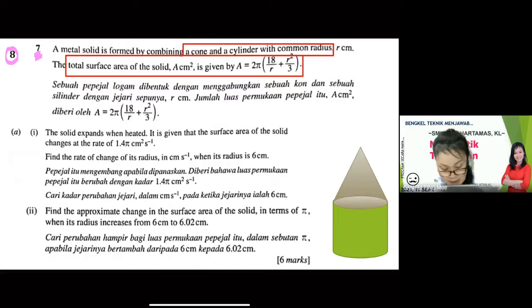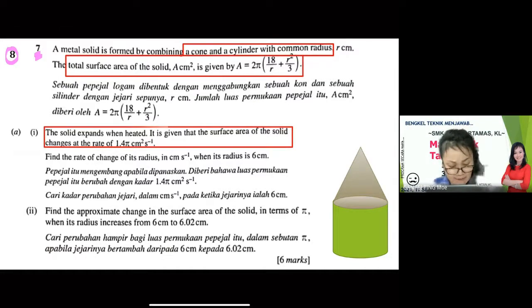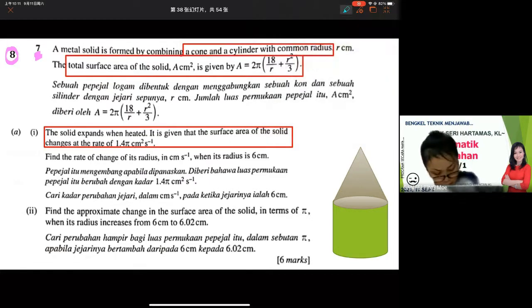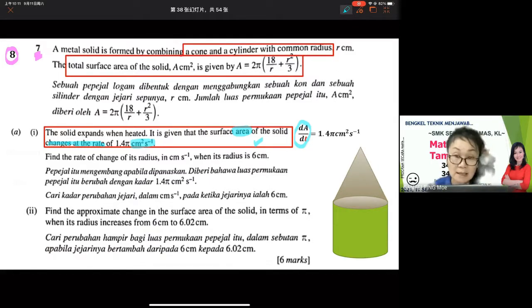Okay, now part 1. The solid expands when it is heated. It is given that the surface area of the solid changes at the rate of 1.4 pi square centimeter per second. From this information that you read, or the unit that you see, you should be able to tell what this is indicating. You see the area changes at the rate, meaning this should be written as dA/dt. That is the keyword: surface area of the solid changes at the rate.